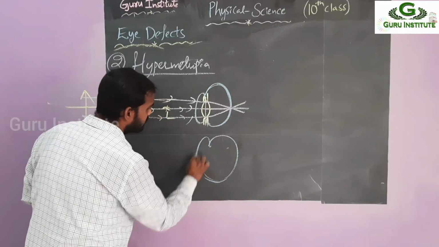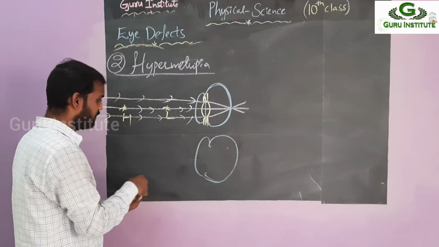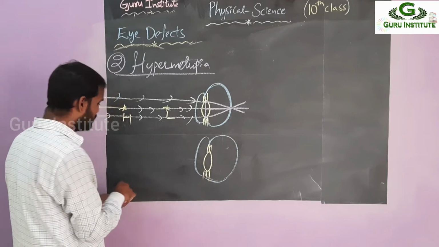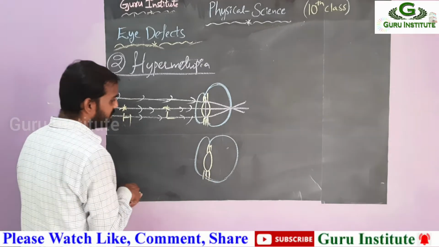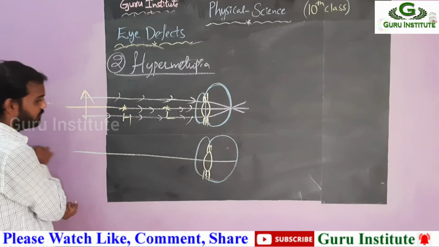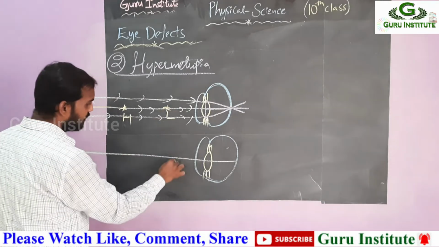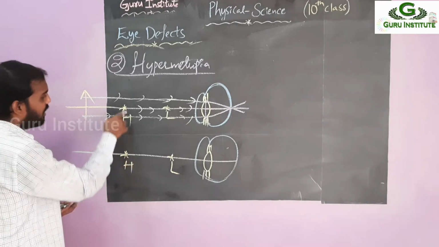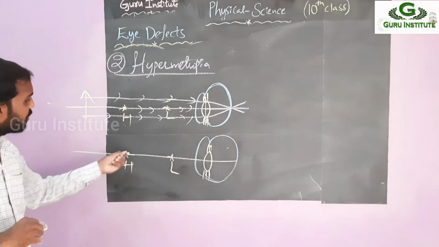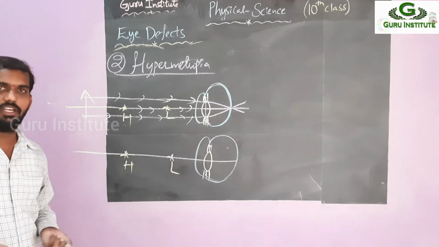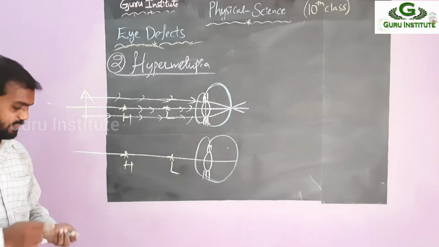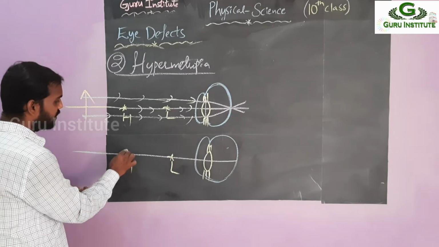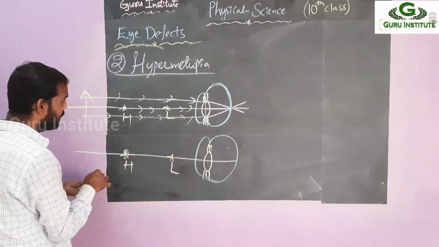Again your eye lens. Sorry, eye, ciliary muscles, and the principal axis through the pole. So as before, you can write L in the same position, and H. After H is over, what is our case? Between H and L we can take. Before L we can't see. From H I am taking the object. The object is here.